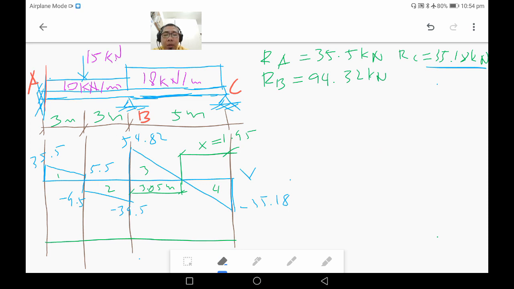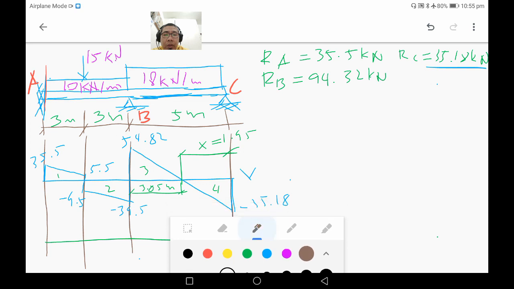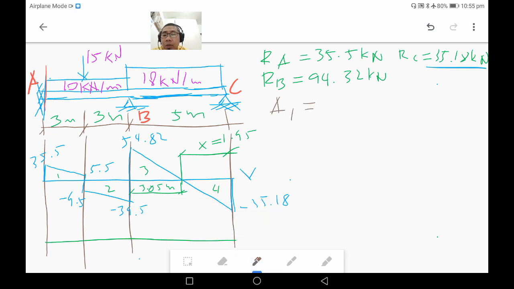So, area 1, let us solve for area 1. Area 1 is a trapezoid, no? So, 35.5 plus 5.5 divided by 2 times 3. Ganun pag-solve ng trapezoid, di ba? That is 61.5, no? Area 1.